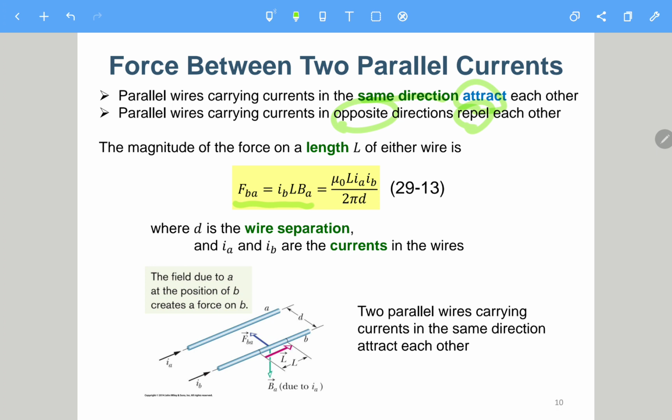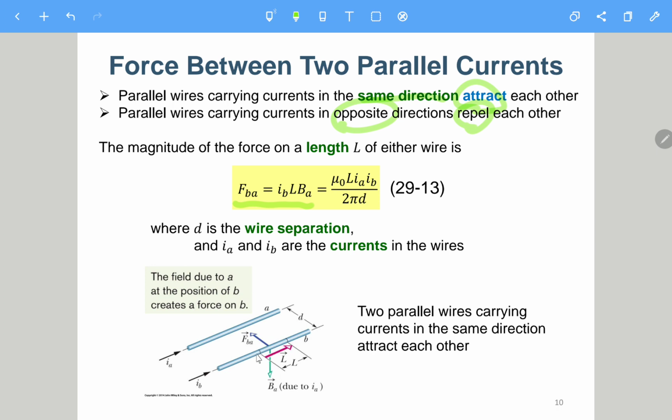Sine of 90 degrees is just 1, so we can only have F equal to I times L times B. Okay, so let's see each of them. In the last chapter we didn't know how to find B, but here we already know how to find B. Of course, IA and IB are already known values. L is also a known value.